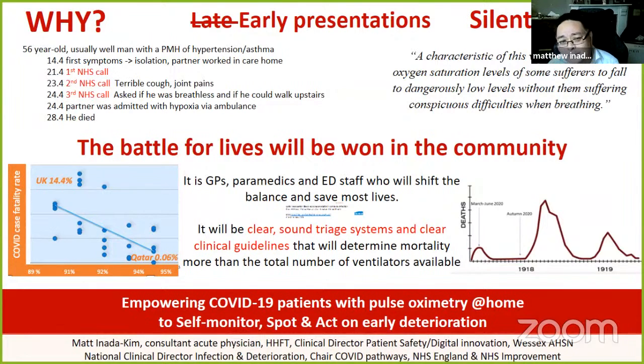Peston commentated on this story, which was not unusual. We kept seeing people present very late. They didn't present as normal sick people present. A characteristic of this was the absence or paucity of accompanying signal that someone could be sick.